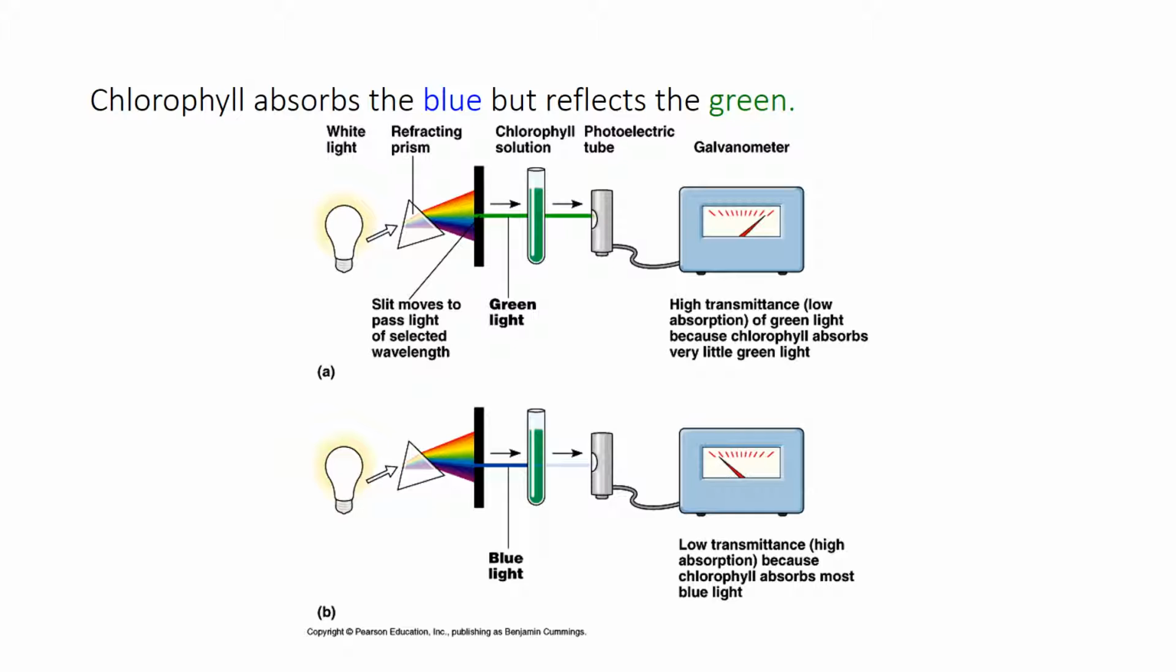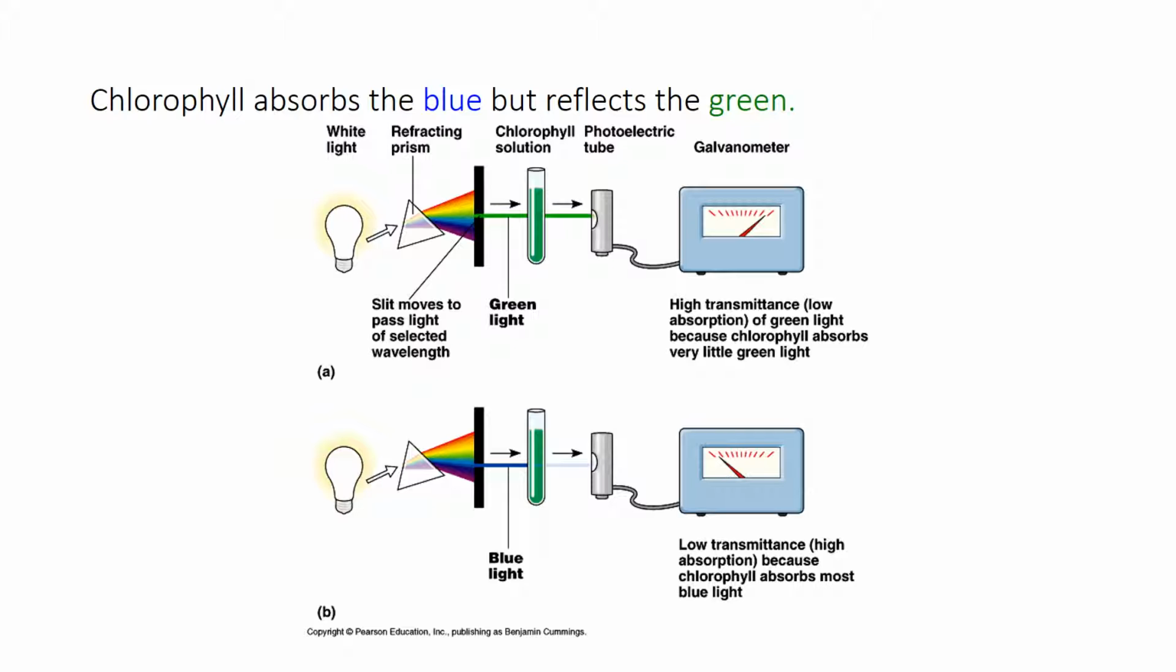Okay, so this slide is showing how chlorophyll does absorb blue light and it does reflect green. So what we have here is we have a light, we have a prism set up that's going to split the white light into the different wavelengths, and we have a filter that's sending the green wavelength through this solution that contains chlorophyll, and then we have a photoelectric tube that's going to detect the amount of light. So if the light goes all the way through the tube, it's not being absorbed. And as you can see in this chlorophyll solution, green light goes right through the tube, and we're getting 100% or almost close to 100% transmittance, which means that none of that green light has been absorbed.